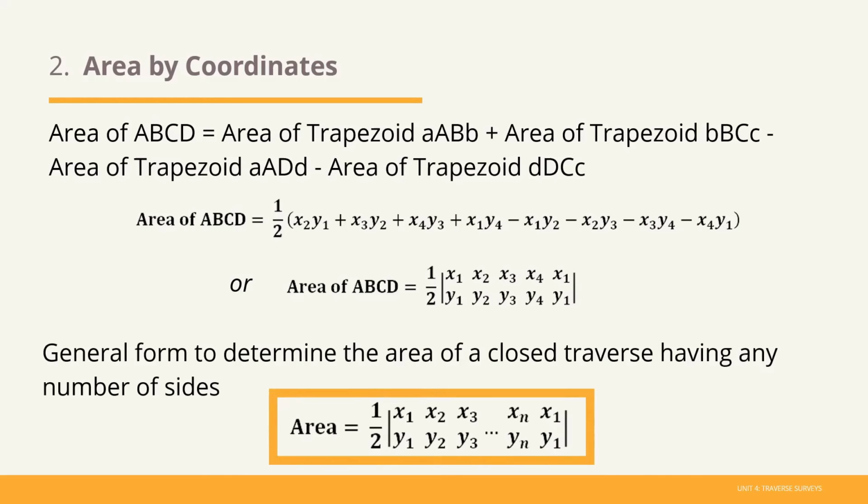So why do we have to end it with x sub 1 and y sub 1? In order to create a closed traverse, we need to start from the first point and end also at the first point. That is why we need to start the matrix at x sub 1 and y sub 1 and end also at x sub 1 and y sub 1 so that we can have a closed traverse.